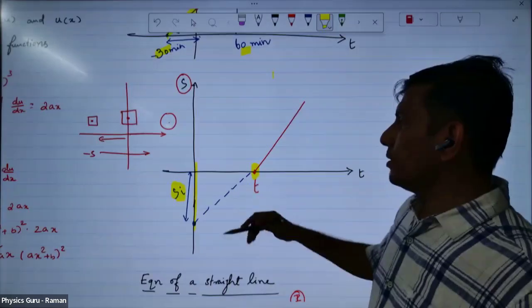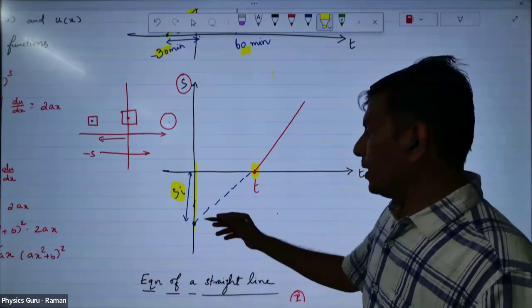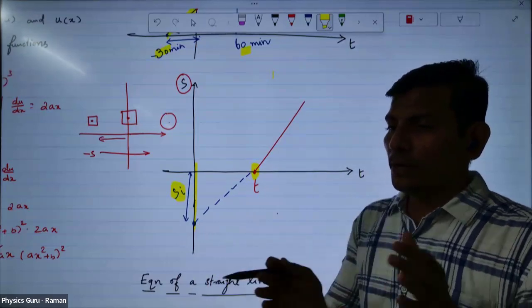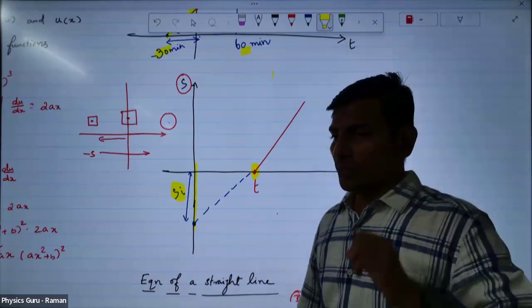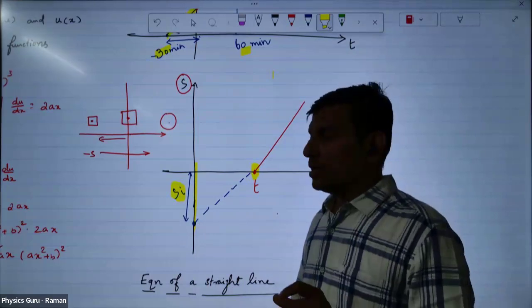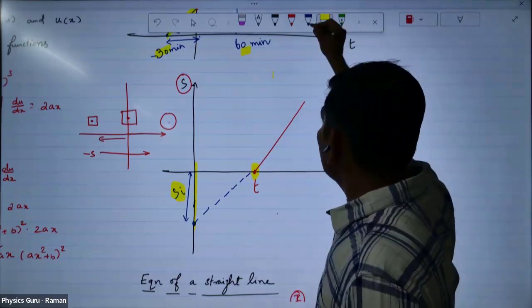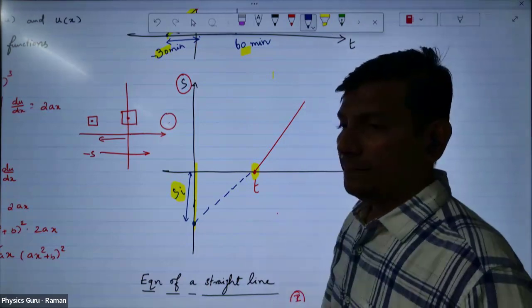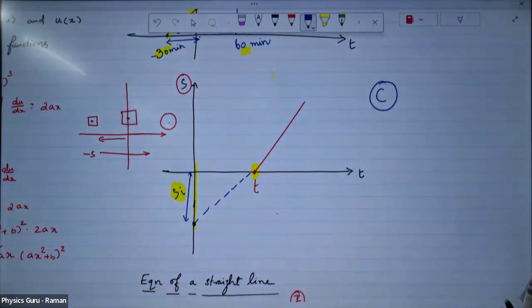Yes, sir. Okay. Whichever way you calculate, either you get the x-intercept or the y-intercept. These are going to give you some constant numbers. These numbers are generally called C. In the equation, these numbers go in the form of C. Okay?